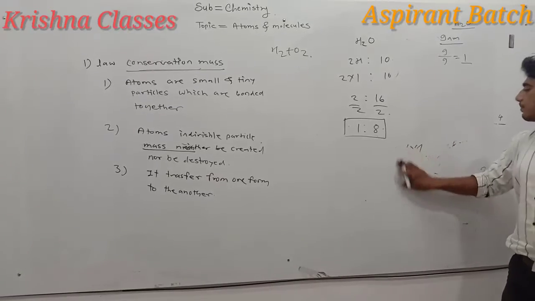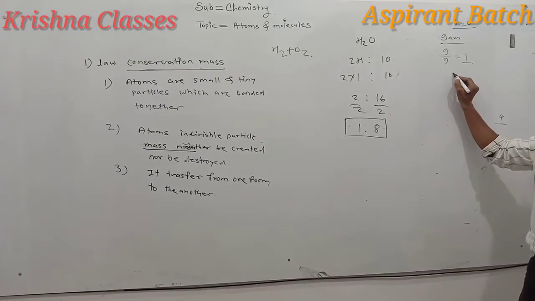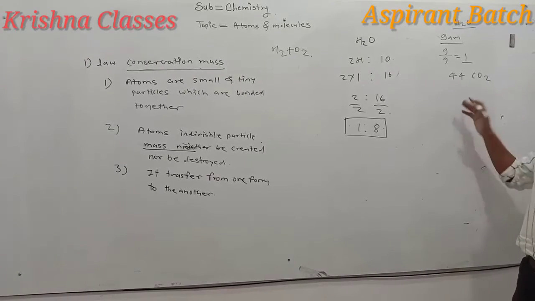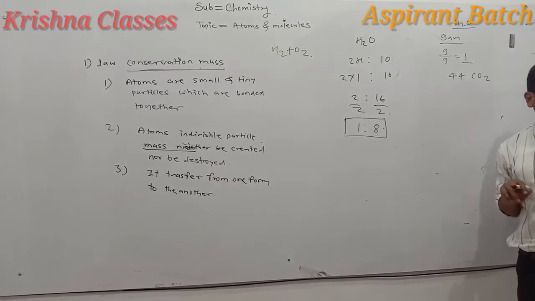Then a second example here. Let us take 44 gram of carbon dioxide. Then how will you find out whether this compound obeys the law of constant proportion?